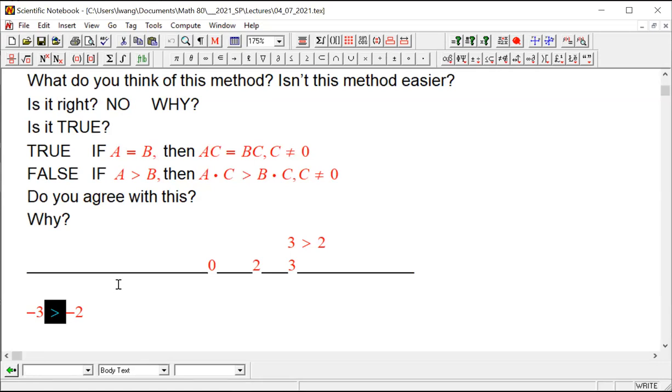That's not true anymore, right? This is a -2. And that is a -3. Is it still true? No. -2 is larger than -3. So what do you see?